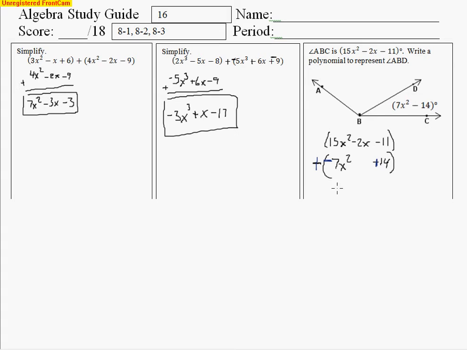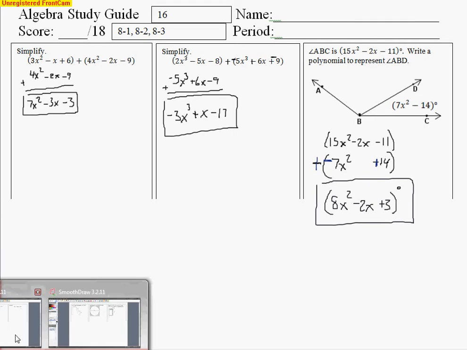And so now I've got an 8x squared, nothing to combine with that 2x, so I'll bring that down, and I subtract these terms since they're opposite in sign. That gives me a positive 3. And this is my polynomial, and we're dealing with an angle, so I'll put a degree sign in the upper right-hand corner. Let's take a look at the next three problems.